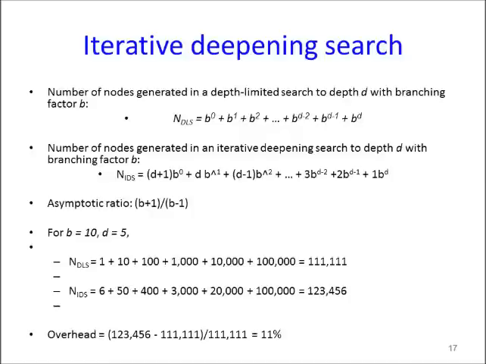This is called an arithmetical geometric progression, AGP. Not very hard to sum. Actually, you can take that as an exercise if you care. Okay. Interestingly, the ratio of this quantity over the number of nodes generated by breadth first search, which is B to the D or something, is actually B plus 1 over B minus 1. That's the overhead.